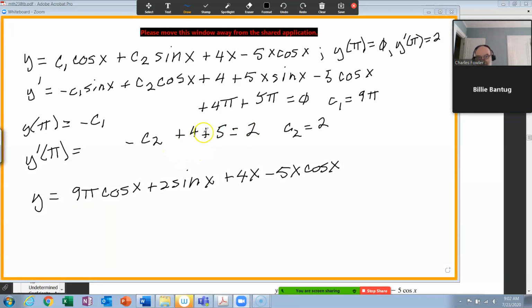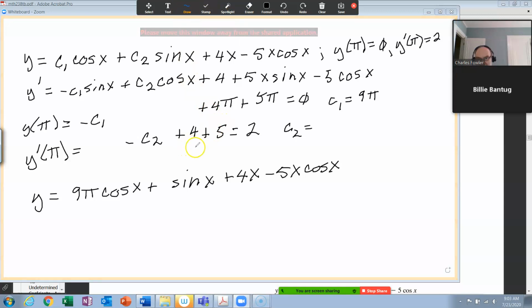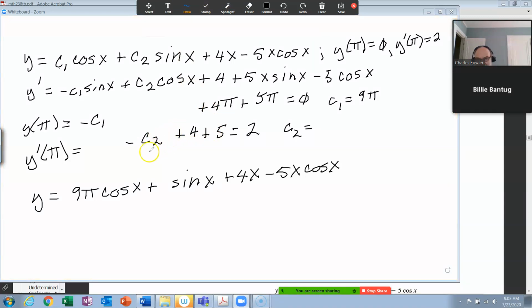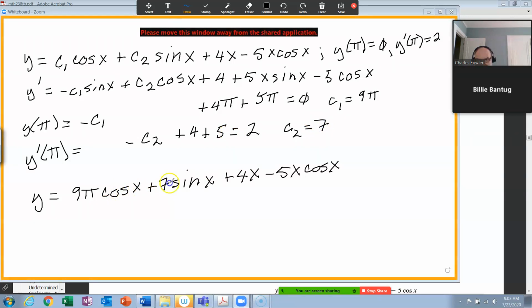Okay, now let's also undo this, and that will be also undoing this. Okay, I believe that's right. Now, all right, what we have here is that C2 would then equal 9 minus 2, which is 7, and that's where you put your 7 in here, plus 7 sine x plus 4x minus 5x cosine x.